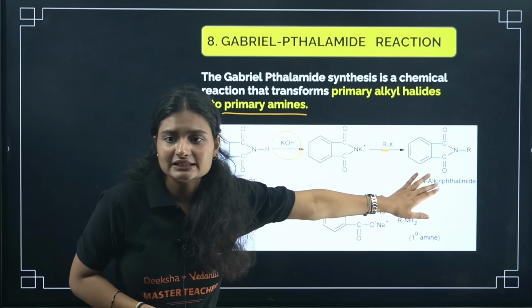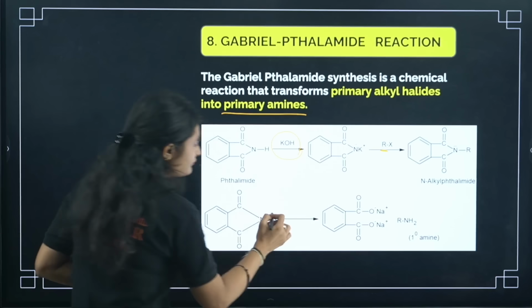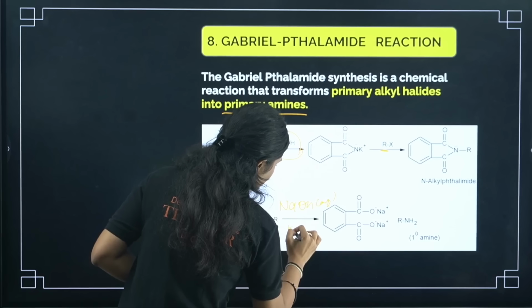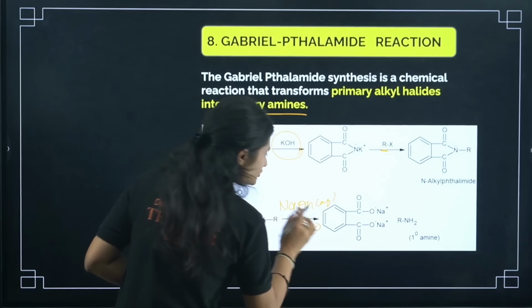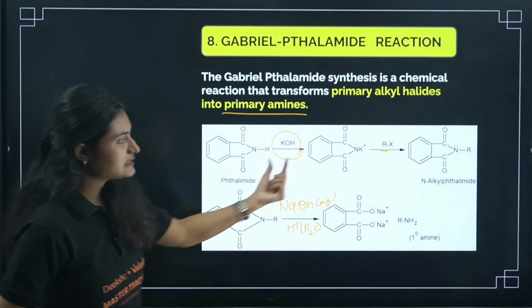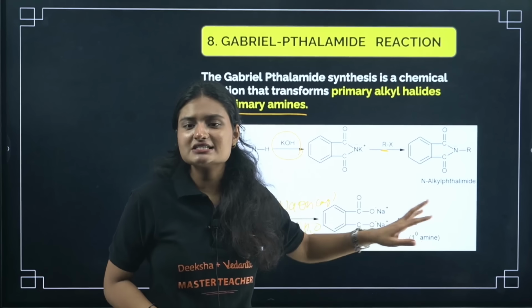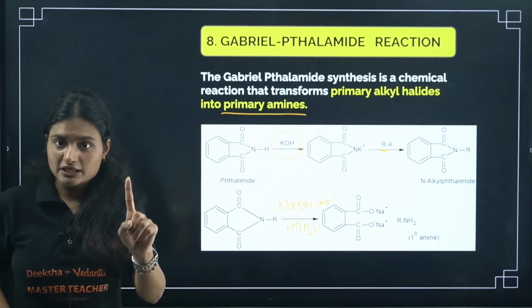After that we do hydrolysis. You can take aqueous NaOH, or H+ and H2O, anything, you do hydrolysis. After hydrolyzing this N-alkyl phthalimide, we will get our primary amine. So this is a method for synthesis of primary amines, remember that.